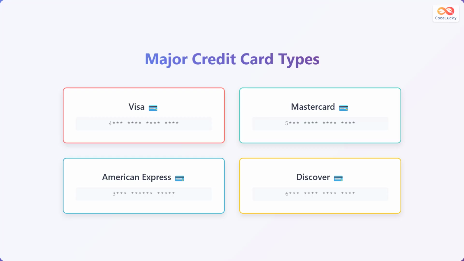Visa cards typically start with the number 4, followed by other digits. Mastercards generally begin with the number 5, followed by a number between 1 and 5 as the second digit, and other digits after that. American Express cards usually start with the number 3, followed by either a 4 or a 7, and then additional digits. Discover cards often start with the number 6, followed by either 6011 or 65, followed by 2 digits, and then additional digits to complete the card number.